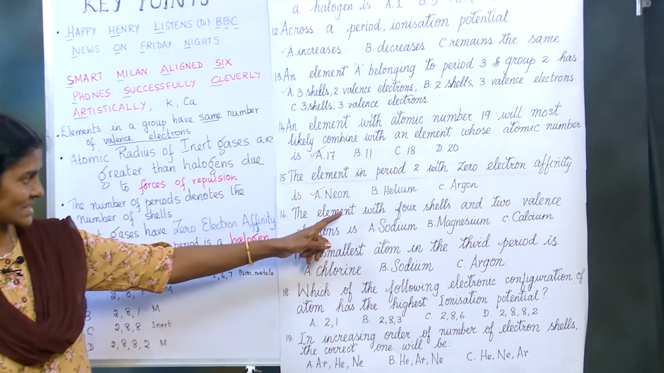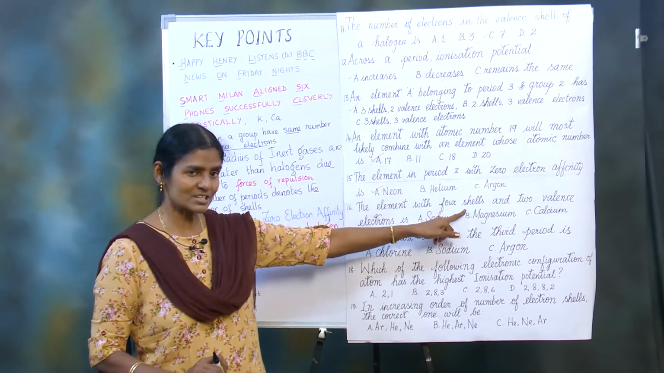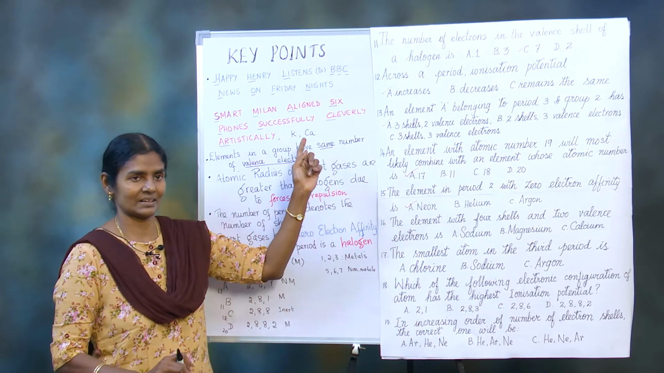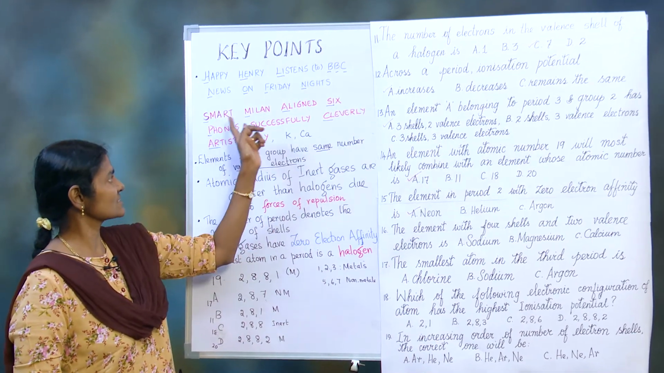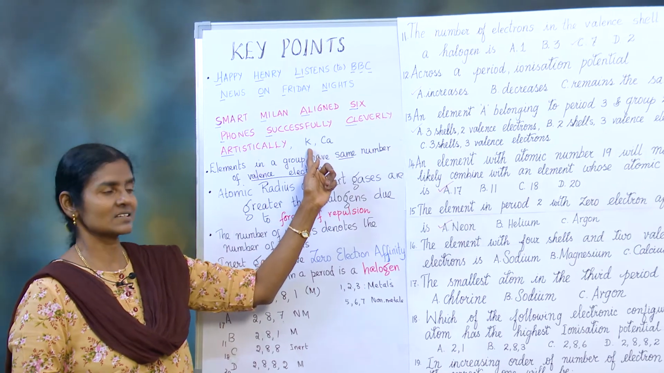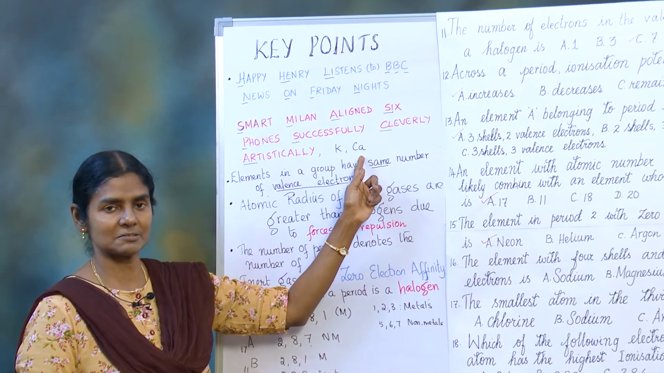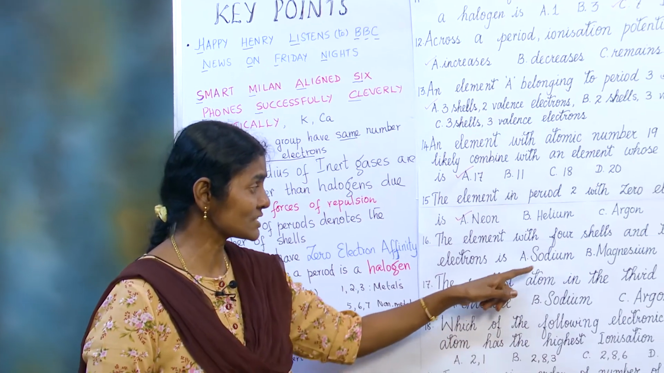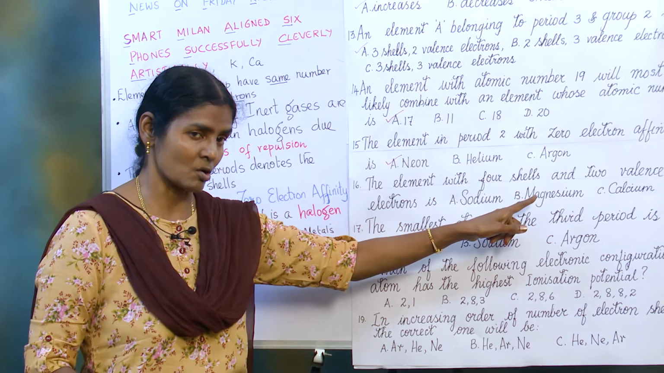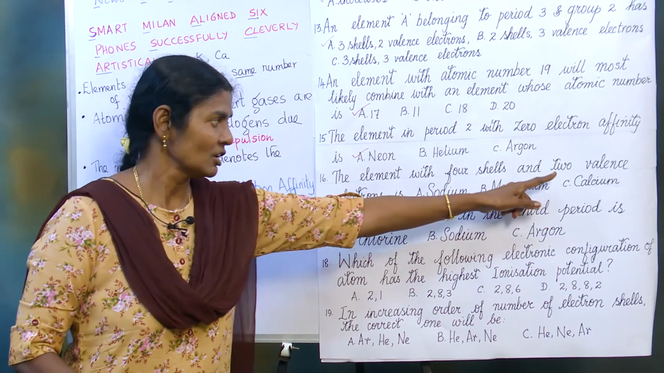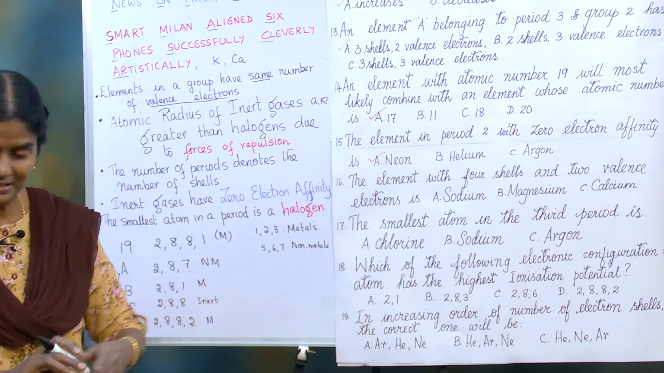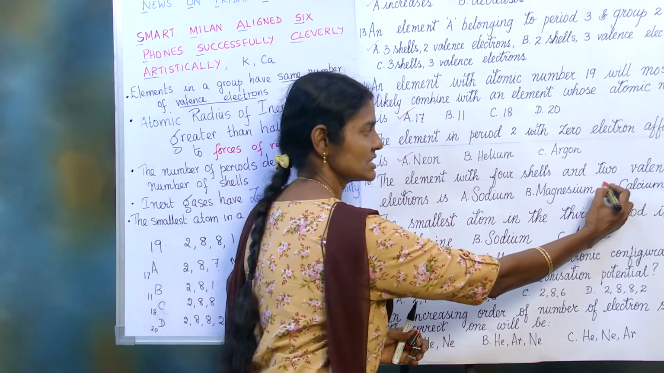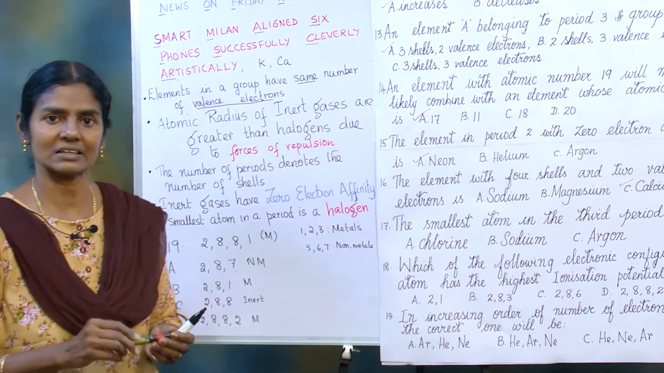Alright. Next, the element with 4 shells and 2 valence electrons. Now this will help us, right? As we go, this is the third shell, and the last shell would have potassium and calcium with 19 and 20. So here, 4 shells would be sodium, no, magnesium, no, calcium, yes. So the answer for this question is calcium with 4 shells and 2 valence electrons.